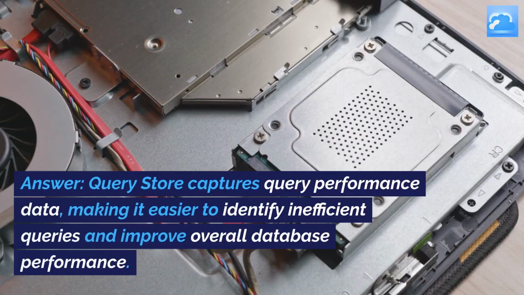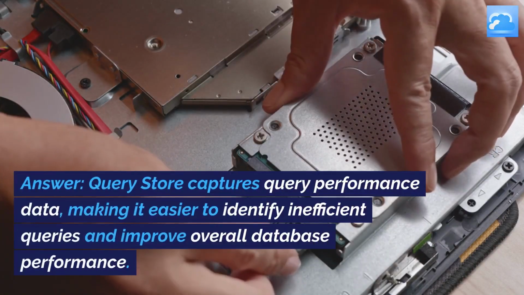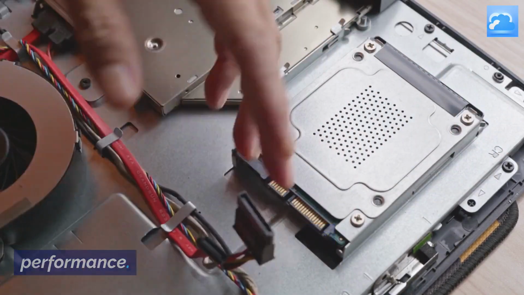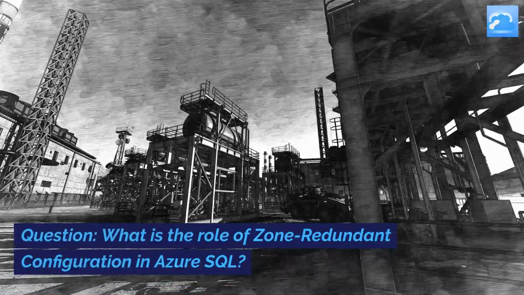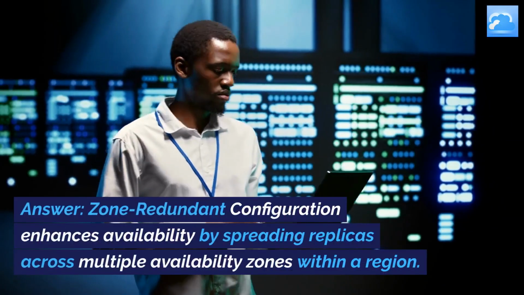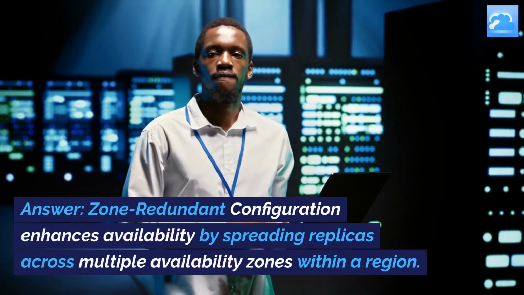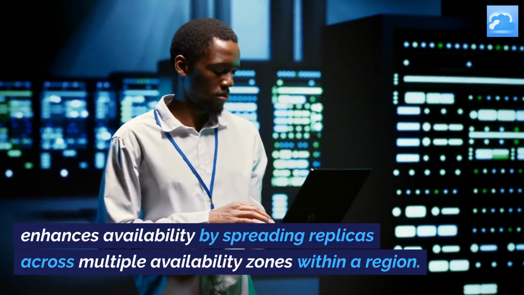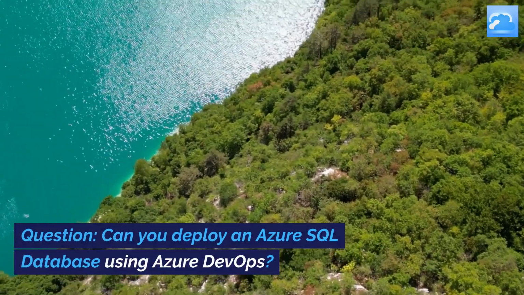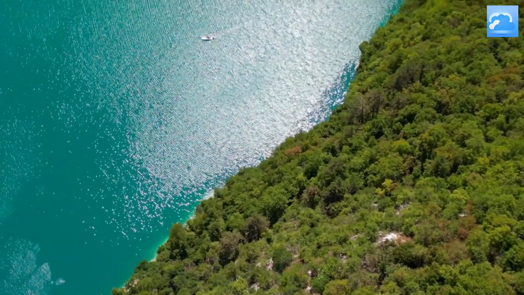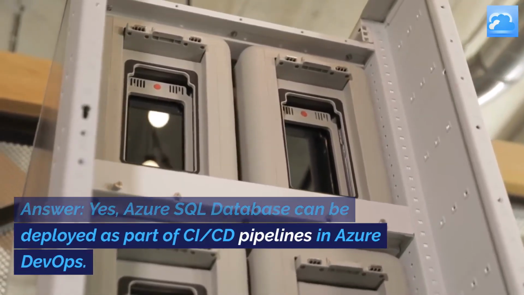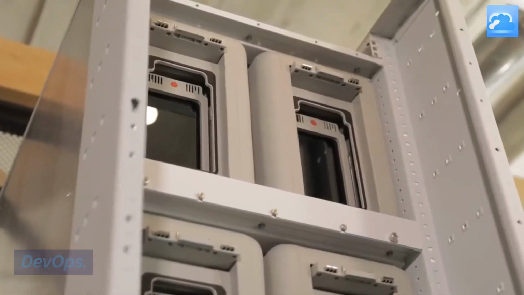Answer: query store captures query performance data, making it easier to identify inefficient queries and improve overall database performance. Question: what is the role of zone redundant configuration in Azure SQL? Answer: zone redundant configuration enhances availability by spreading replicas across multiple availability zones within a region. Question: can you deploy an Azure SQL database using Azure DevOps? Answer: yes. Azure SQL database can be deployed as part of CI/CD pipelines in Azure DevOps.